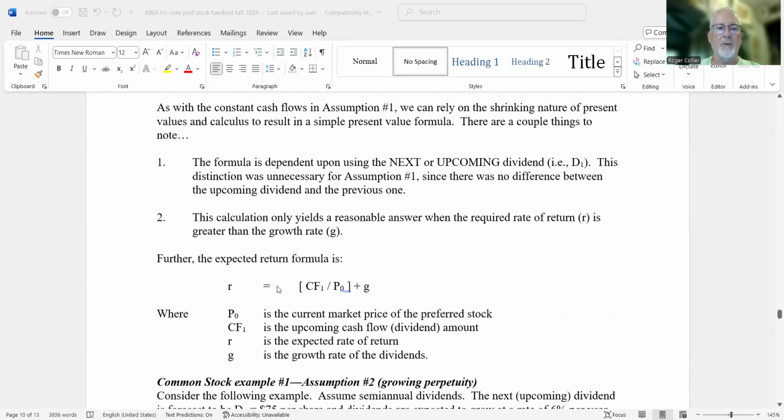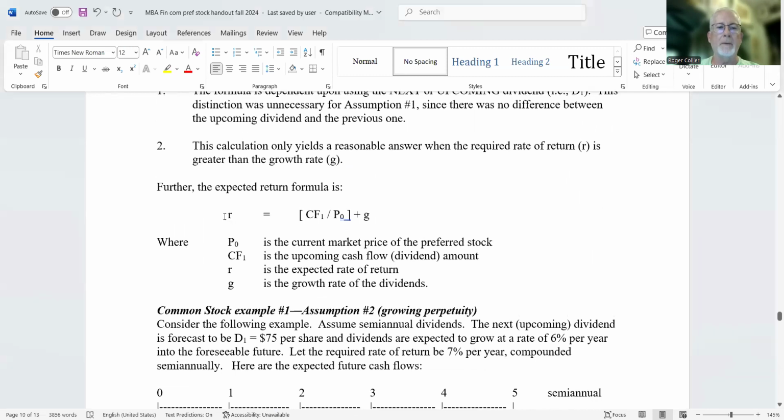Notice here's the formula. And in this formula for the expected return, you do a calculation, CF over P, and then after you've done that, you add G. I take whatever the next dividend is divided by the price, and then after I've done that division, then I add G.